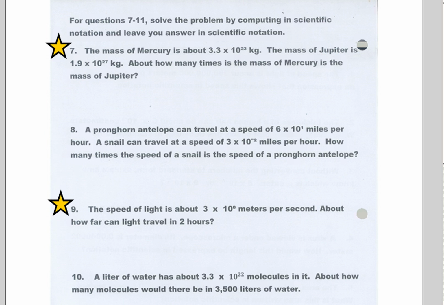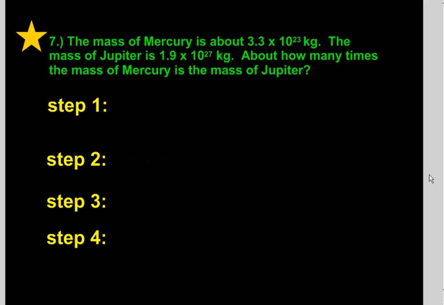Let's move on to the next page. We're going to take a look at number 7. Number 7 states that the mass of Mercury is about 3.3 times 10 to the 23rd kilograms. The mass of Jupiter is 1.9 times 10 to the 27th kilograms. About how many times is the mass of Mercury more than the mass of Jupiter? Well, the first thing we want to do is take the numbers that we have and put them over one another. So we have 1.9 times 10 to the 27th over 3.3 times 10 to the 23rd.